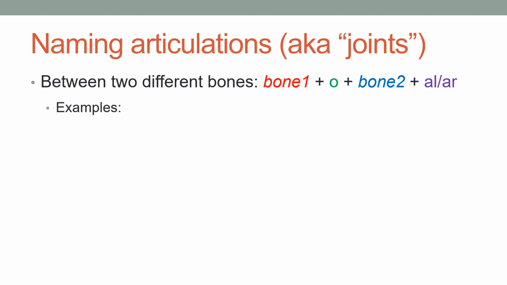This naming scheme is mostly used for those freely movable joints that I talked about on the first slide, the ones that have a joint cavity and some amount of free movement. We have special names that are given to other joints, though there are some more stiff joints that still use this articulation naming scheme. There are 3 basic schemes for naming articulations, and the first one is what I call the bone-o-bone nomenclature.